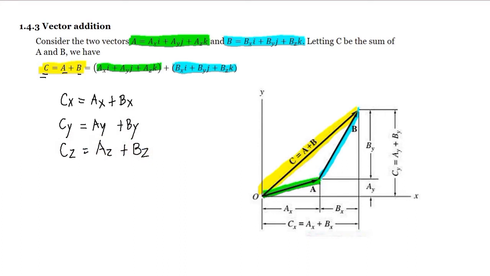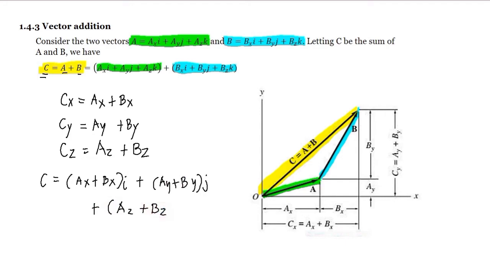So from here, we can say that the vector C is just equal to (Ax plus Bx) I plus (Ay plus By) j plus (Az plus Bz) k. We'll be having examples for this when we go to our chapter 2 under the topic of the resultant of the forces.